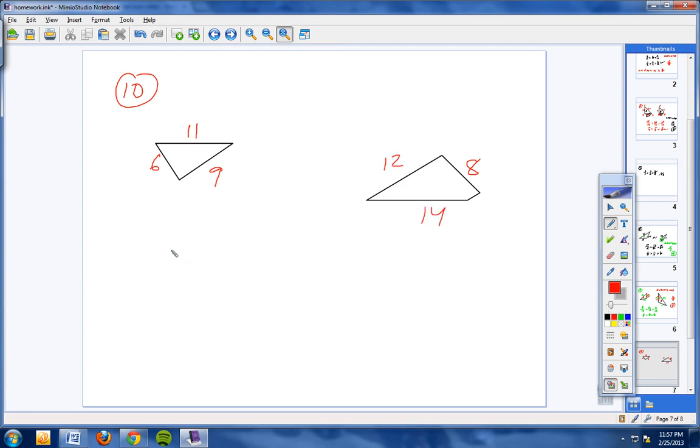Let's go with the smallest side over here, which is 6, corresponding with the smallest side over here, which is 8. The middle side over here is 9, and the middle side over here is 12. And the biggest side over here is 11. We can stop right there because 11 over 14 is not going to equal these fractions over here. So the answer is no. They are not similar.